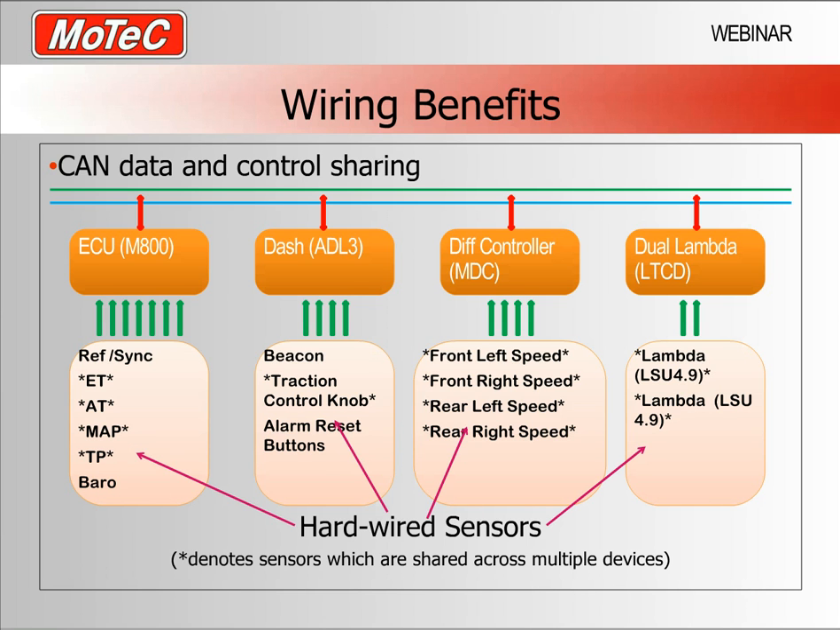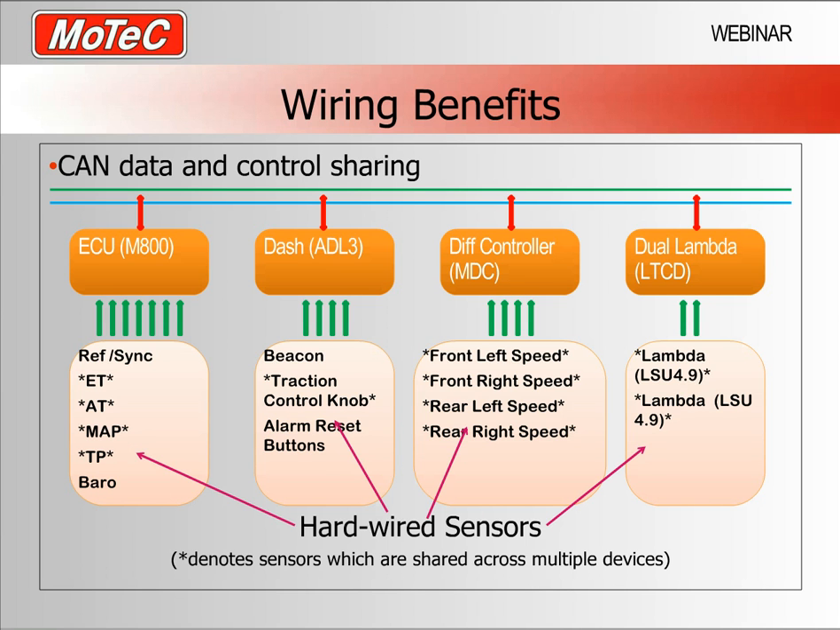Of course, a diff controller or a gearbox controller or an ABS controller would have wheel speed sensors. In particular, ABS controllers have usually 4 wheel speed sensors, and this information is very useful to both a dashboard and to an ECU. However, you wouldn't wire additional wheel speed sensors and then hardwire them across to each of these devices. You simply wire them to the most relevant controller, which would be the ABS or the diff controller, and then you transmit this information to the ECU and the dashboard via the CAN bus.